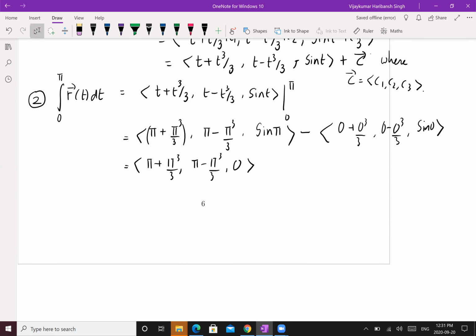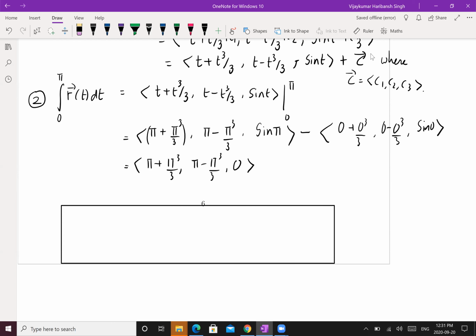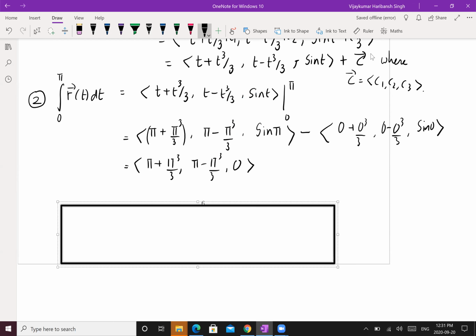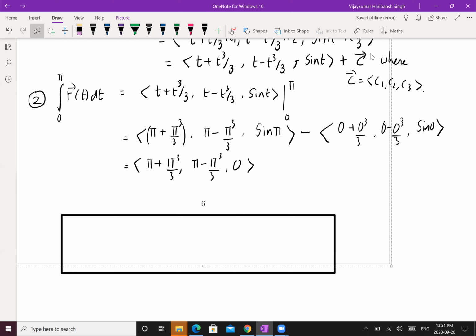So the major, basic rule, let's make that clear: everything is done component wise.